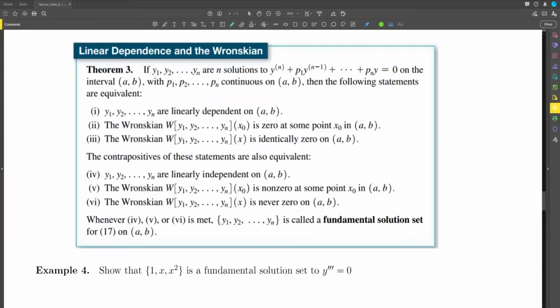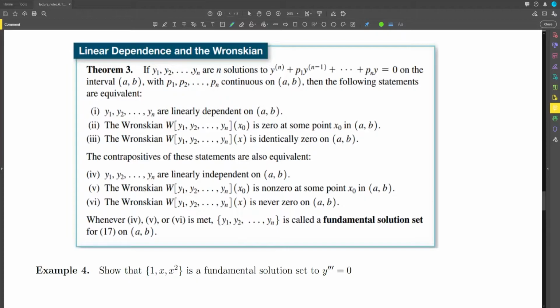The following theorem ties together linear dependence and the Wronskian. So if y1, y2, up to yn are n solutions to the differential equation, the nth derivative of y plus p1 times the n minus first derivative of y plus dot dot dot plus pn times y equals 0 on the interval a comma b, with p1, p2 through pn continuous functions on the open interval a comma b, then the following statements are equivalent.